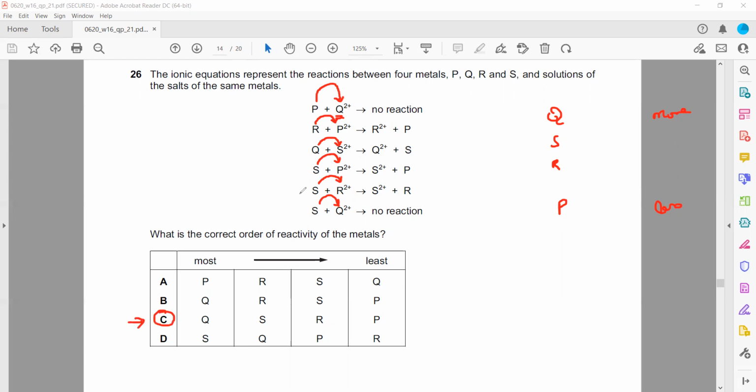So always remember, the more reactive metal displaces the less reactive metal ion from its solution. If there is no reaction, it means the metal existing as an ion is more reactive. If there is a reaction, then the metal atom is more reactive.